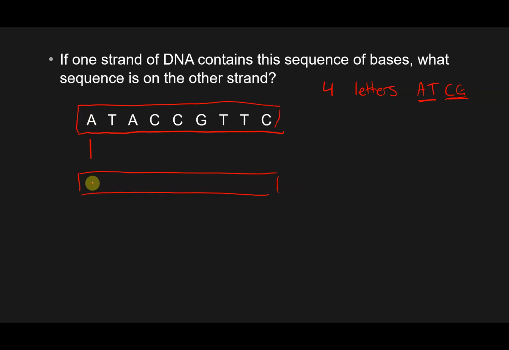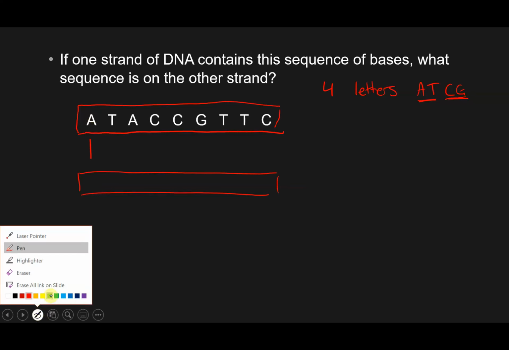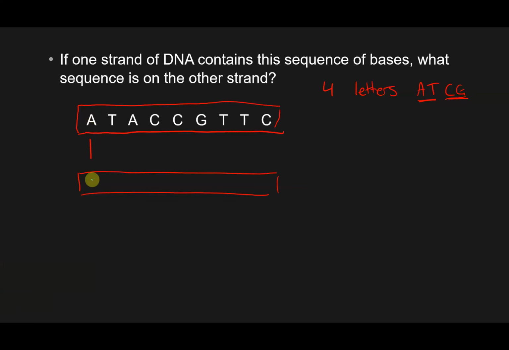So we know that apples go in trees, and so if we know there's an apple on the top one here, then there will be a tree on the bottom. Likewise, we're going to see T matches with A, A matches with T, C matches with G, C matches with G, G matches with C, A, and G.